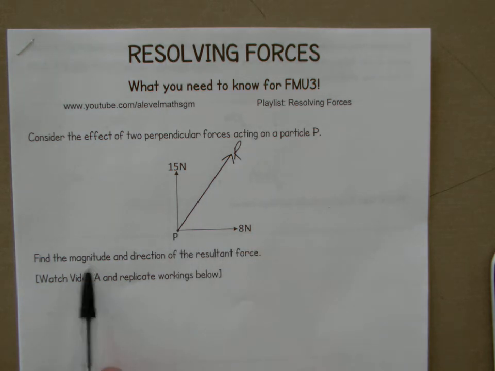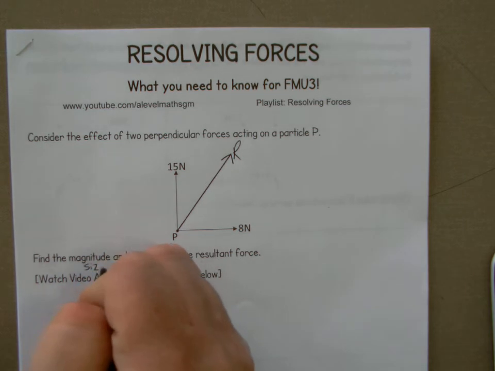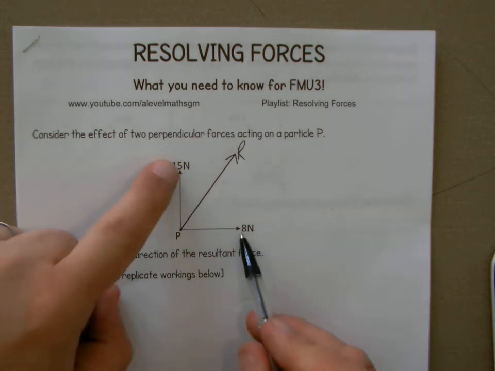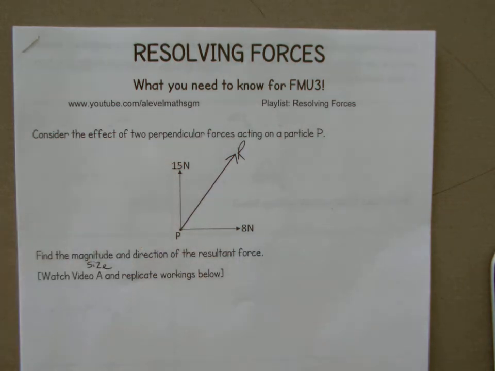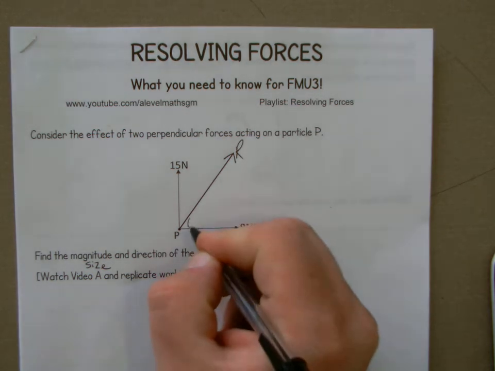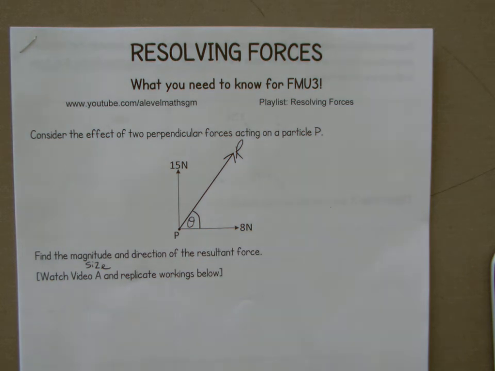Now, what we can do is find the magnitude and direction of this resultant force. In other words, we can find the size, that's what it means by magnitude. We can see how big this resultant force is, the overall effect of these two. And we can also get the direction. In other words, we can get what that angle is there, call it theta. We can work out what that is.